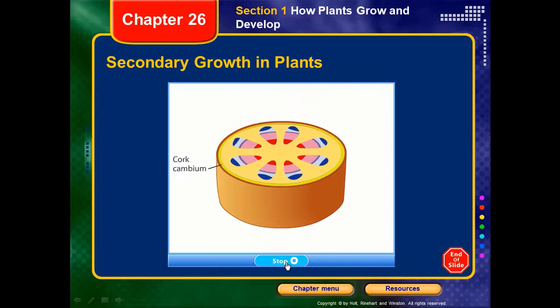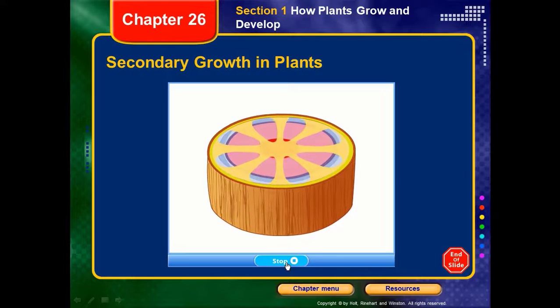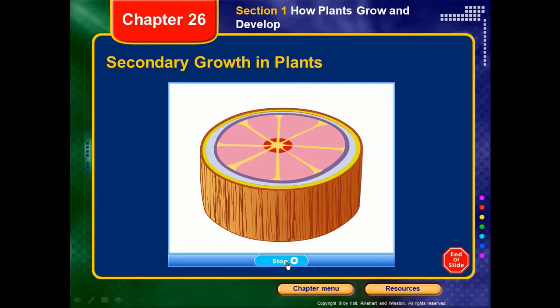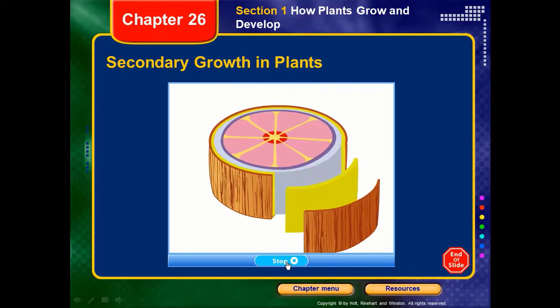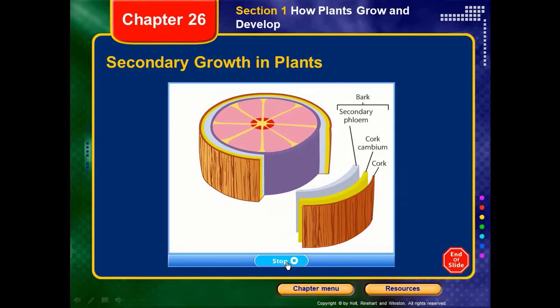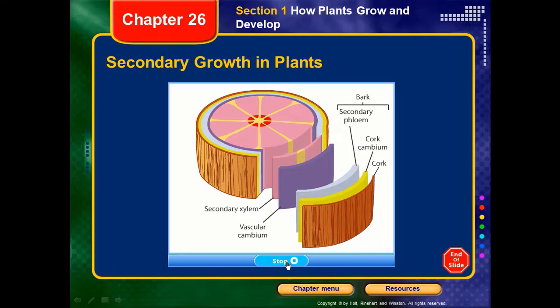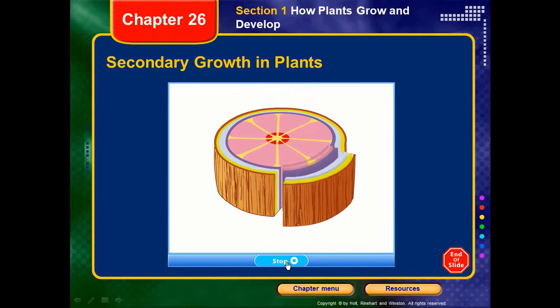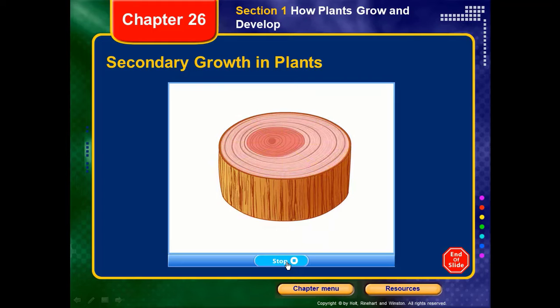The cork cambium forms and produces a layer of cork around the outside of the stem. Eventually, the vascular bundles merge into solid cylinders. The cork cambium and secondary phloem cylinders make up the bark. The vascular cambium and secondary xylem lie inside the bark. Each year, a new layer of secondary xylem is produced by the vascular cambium.